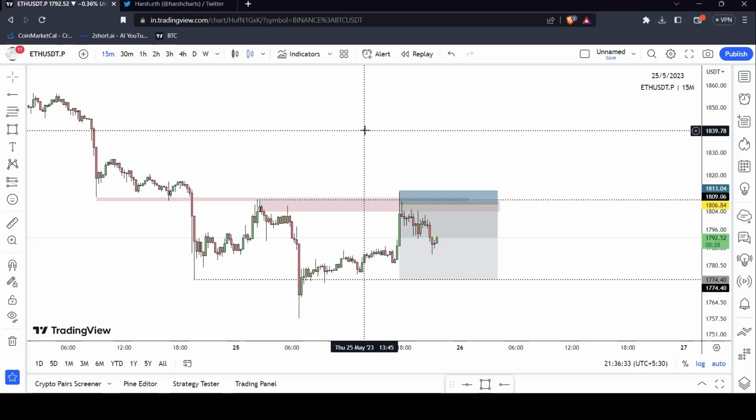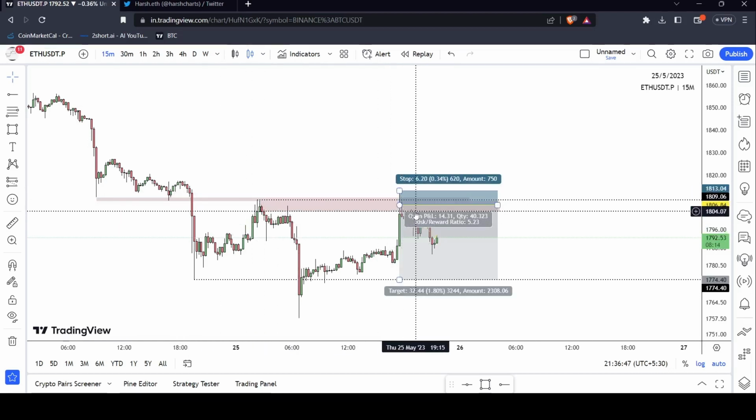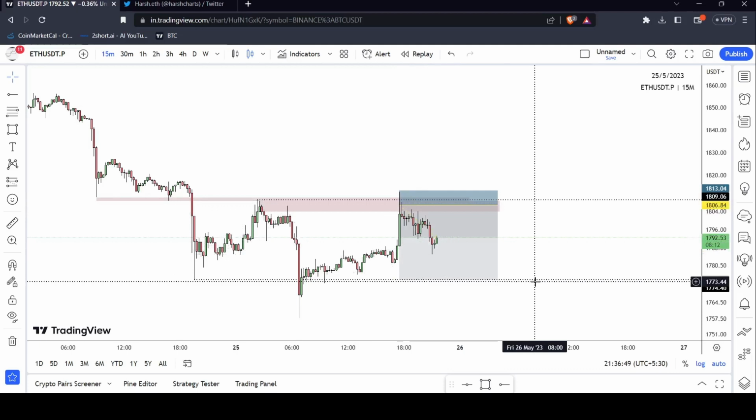Third point, we will always enter after a liquidity sweep if you're trading the swing failure pattern. Like you can see, this is the swing high and the market is not able to break this previous swing high. So it is a swing failure, and we see a dump in the market.